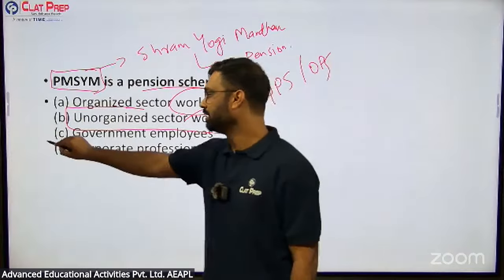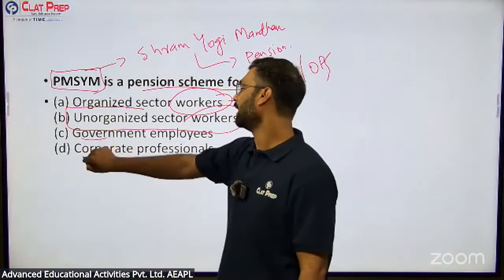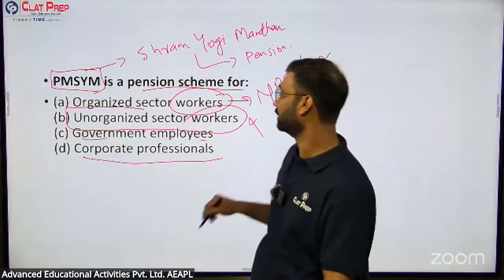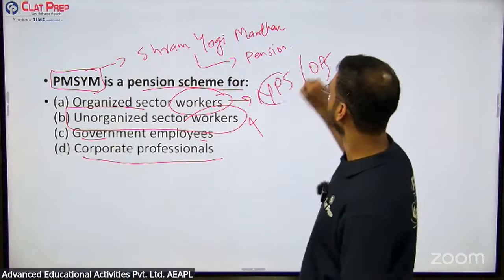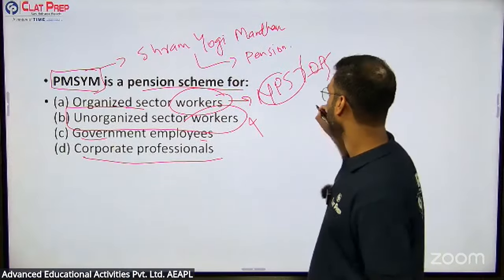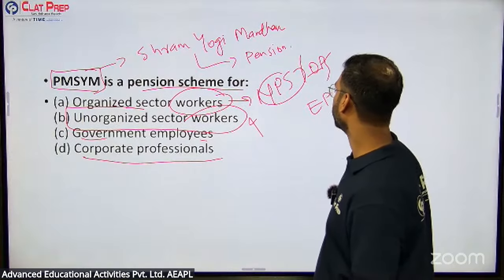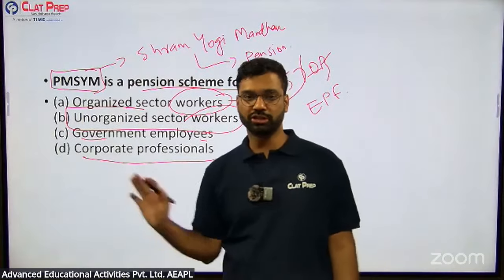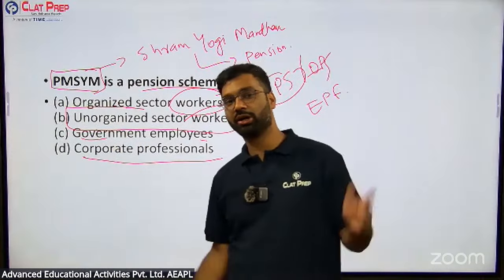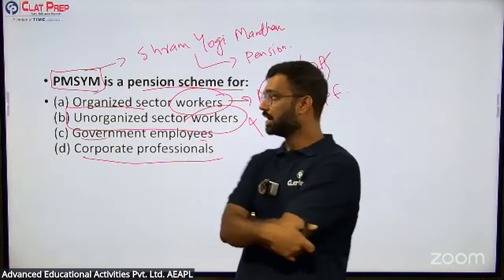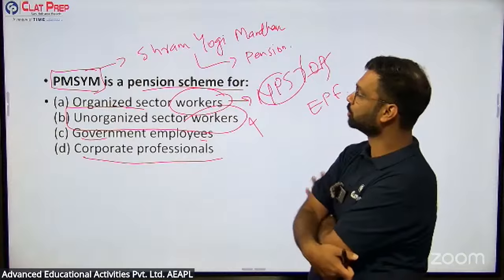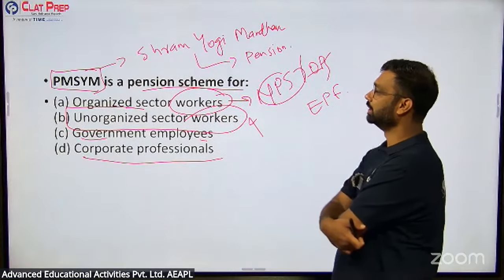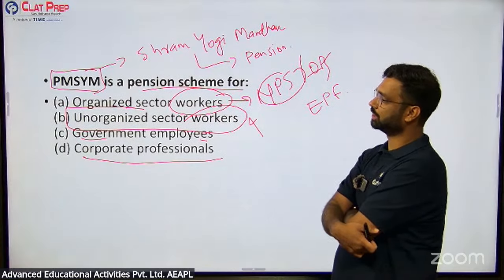For instance, government employees and corporate professionals are all under either NPS or OPS, or EPF, Employee Provident Fund. So they have some social security, but these are the people who are not under the social security net. And to bring them under the social security net, the government has recently brought the Pradhan Mantri Shram Yogi Man Dhan Yojana.